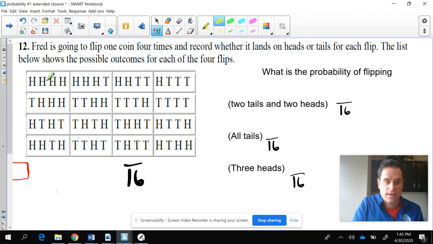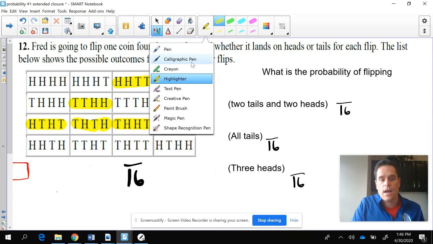2 tails and 2 heads. There's 1. 2 heads, 2 tails. There's 2 tails. There's 2 heads. That's 2. I should be more methodical. Here we go. No. 2 heads, 2 tails. There's 1. And then I'm going to double check to make sure that all the rest are not.